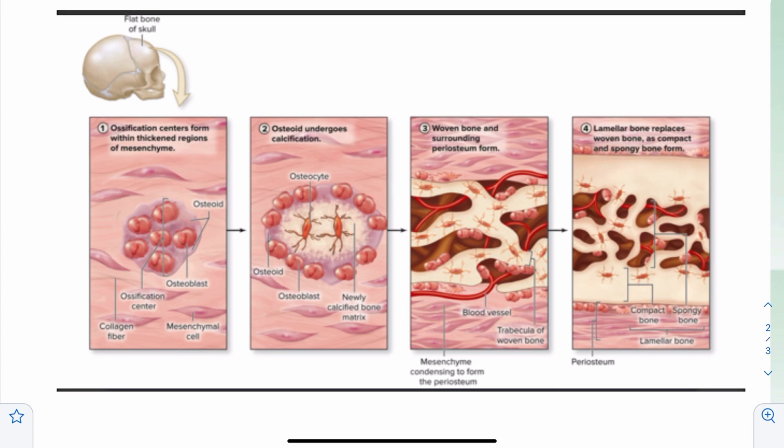And the bone that first forms is going to be called woven bone, and then it's going to be replaced with lamellar bone, because remember the lamellae? And again, we have this anatomy of the flat bone with our outsides that are made of compact bone and our inside diploe that is made of spongy bone. So this is, for example, the skull, as you can see in the top left.